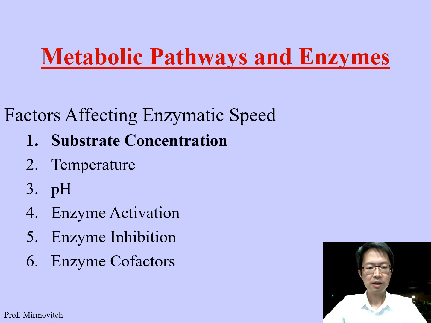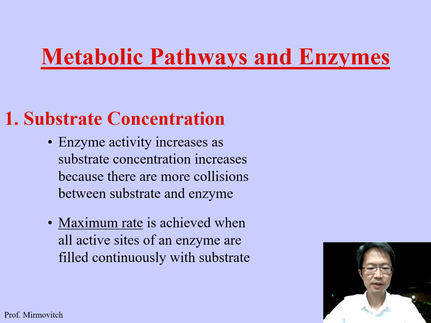So let's see what are the factors that affect the enzymatic reaction. So the first one is the substrate concentration. So what is substrate concentration and how does it affect the reaction? So enzyme activity will increase as the substrate concentration increases. The reason is that there will be more collision between substrate and enzyme, meaning that the chances of a substrate binds to an enzyme will be higher. So this is what it means, the collision.